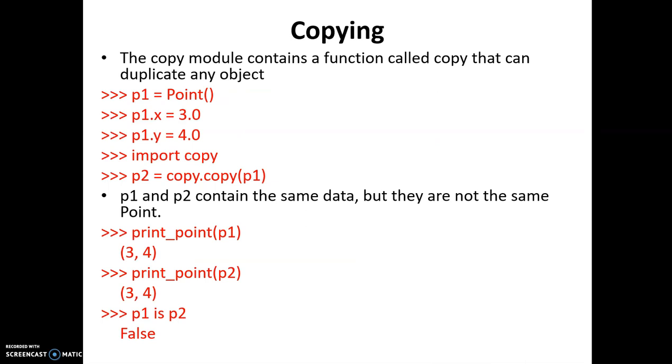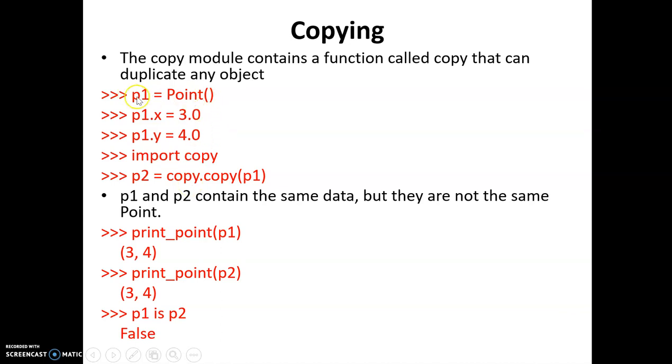So let's continue with the next concept, that is copying. In Python, you have a module known as copy, which allows you to copy the values of one attribute to another attribute, or from one object to another object. The copy module contains a function called copy that can duplicate any object. If you observe this function, you will come to know how to use the copy module and the copy function here.